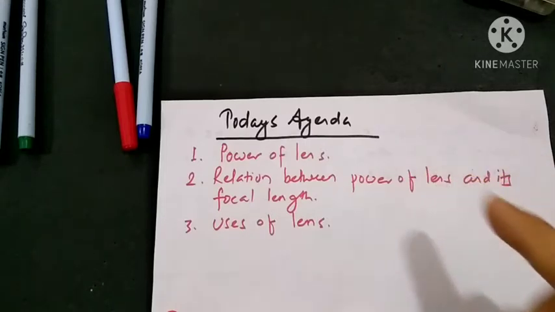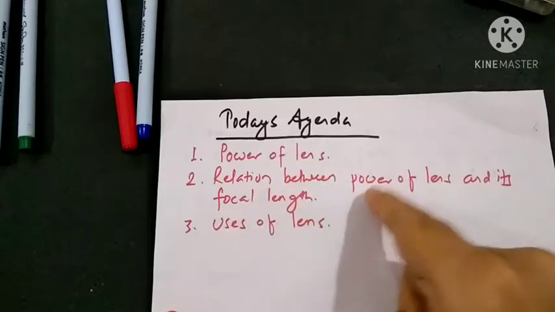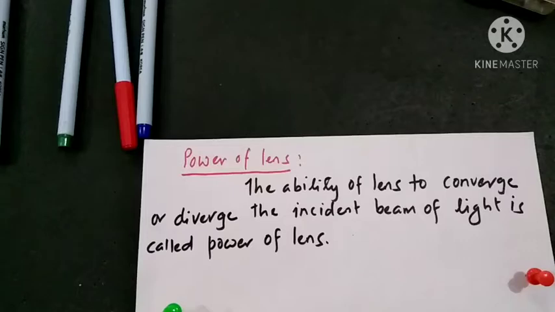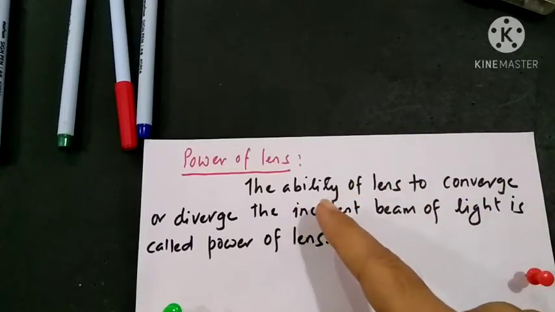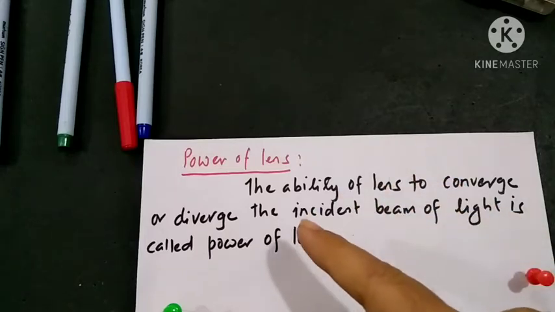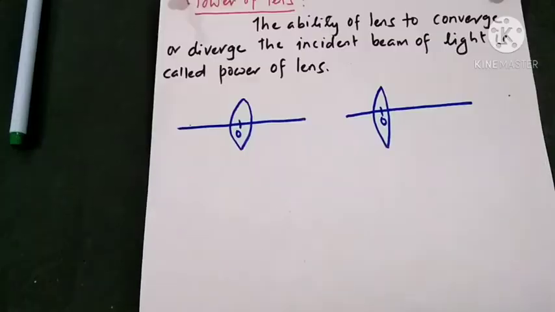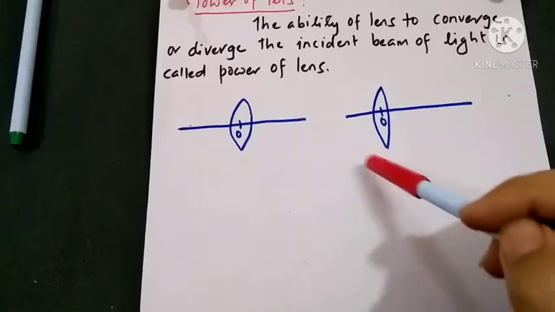Our agenda today is to discuss the power of a lens, the relation between the power of a lens and its focal length, and the usage of lens. This is the definition of power of a lens: the ability of a lens to converge or diverge the incident beam of light is called power of a lens. Let's understand this definition through this diagram.